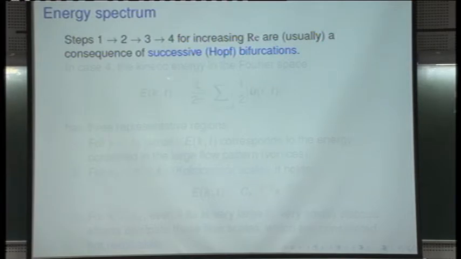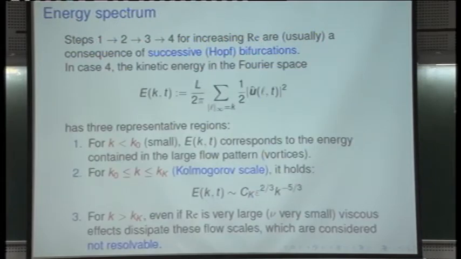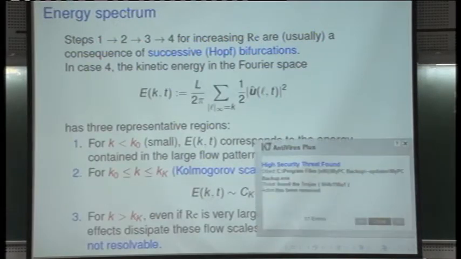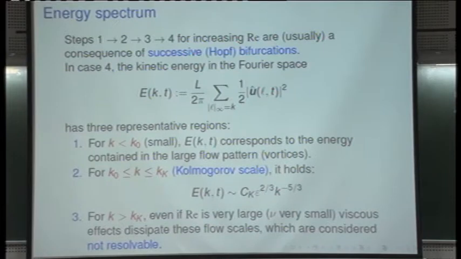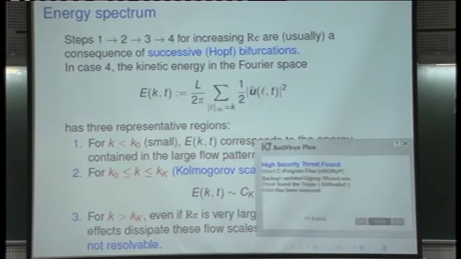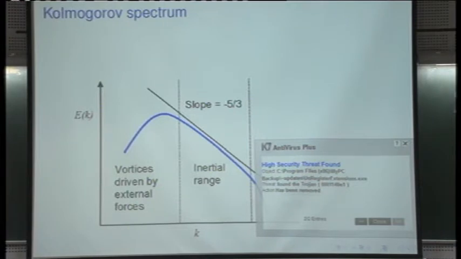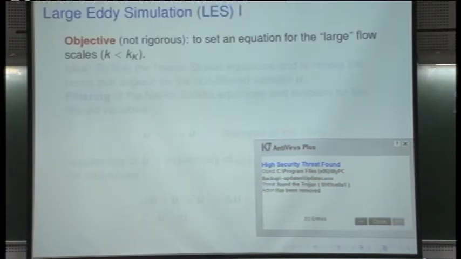As I said yesterday, the steps from 1 to 4 are Hopf bifurcations, and in case 4 we have the energy spectrum that has 3 clearly defined regions: the region corresponding to the large scales, the region corresponding to the very small scales, and the region corresponding to the inertial range. That's exactly the same picture that we had yesterday.